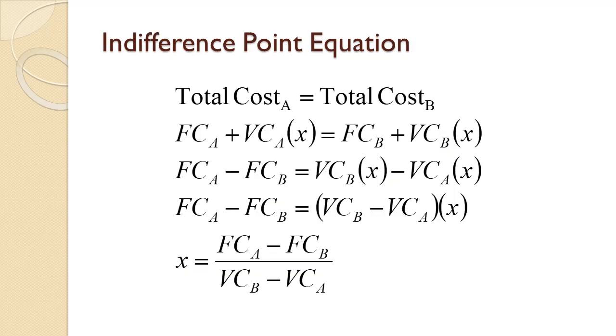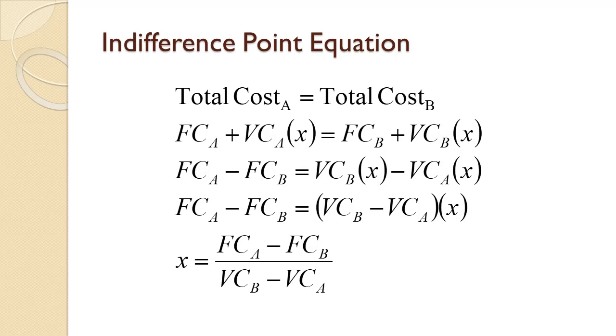The equation for the indifference point is another one of those rare formulas where it is easy to see how it is derived, so we will go through the steps. To begin with, we want total cost for production method A to equal total cost for production method B. Total cost is equal to fixed cost plus variable cost at volume X.